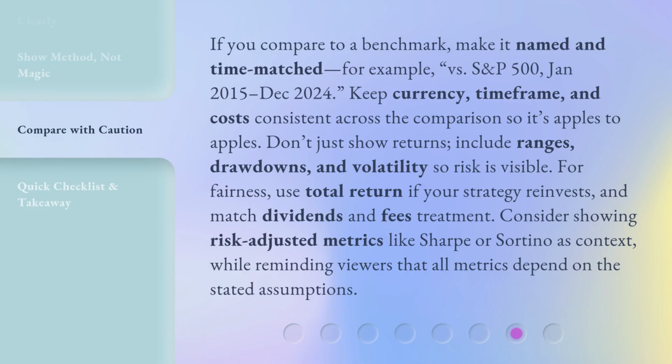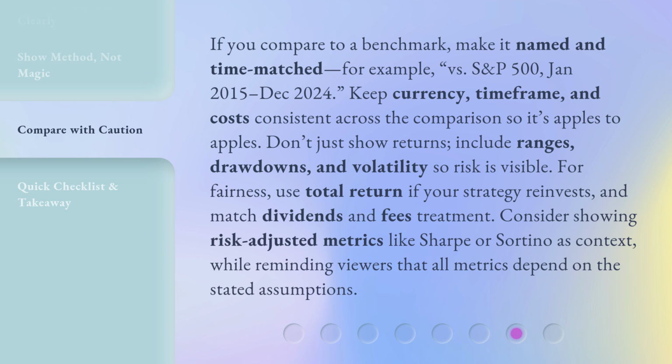If you compare to a benchmark, make it named and time-matched, for example, versus S&P 500, January 2015 to December 2024. Keep currency, timeframe, and costs consistent across the comparison so it's apples to apples. Don't just show returns. Include ranges, drawdowns, and volatility so risk is visible. For fairness, use total return if your strategy reinvests, and match dividends and fees treatment.